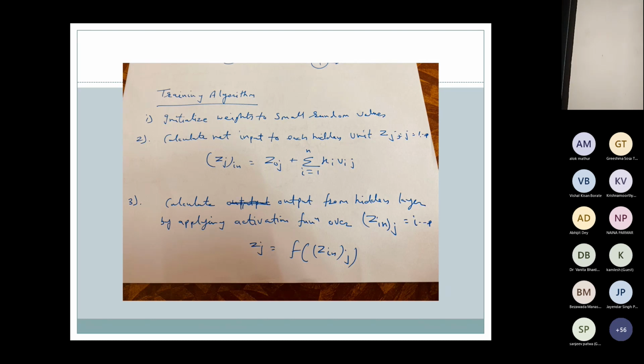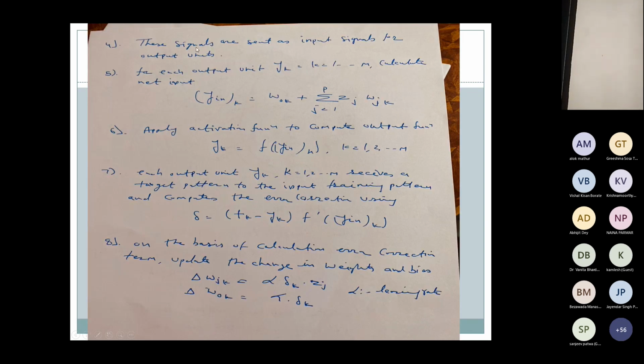This is the formula to get the input of each hidden unit. Zj equals this formula, then calculate the outcome from the hidden layer by applying the activation function using this formula. Then for the output yk, we take the bias plus the summation of weights times values, and apply the activation function. If you have an error, we can calculate it here. For the error correction terms, you can use this formula.